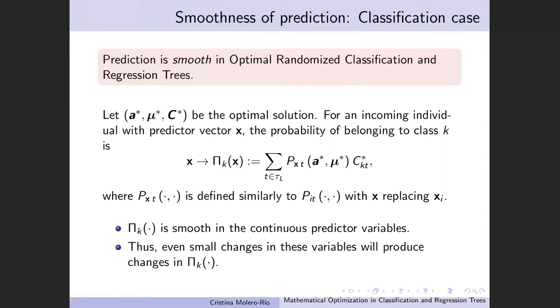Where capital P_xt is defined similarly to capital P_it, as we have seen before, it was the product of small p_it, which were the computation of the cumulative density function. Okay, and we assumed that this cumulative density function was smooth. So, because of that, we can see that p_k is also smooth in the continuous predictor variables. That means that even small changes in these variables will produce changes in the value of p_k.